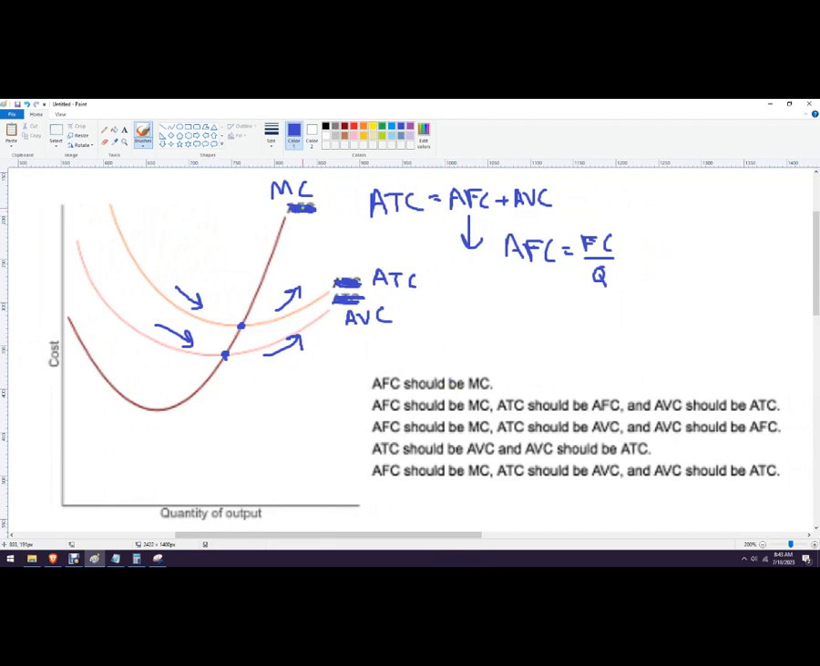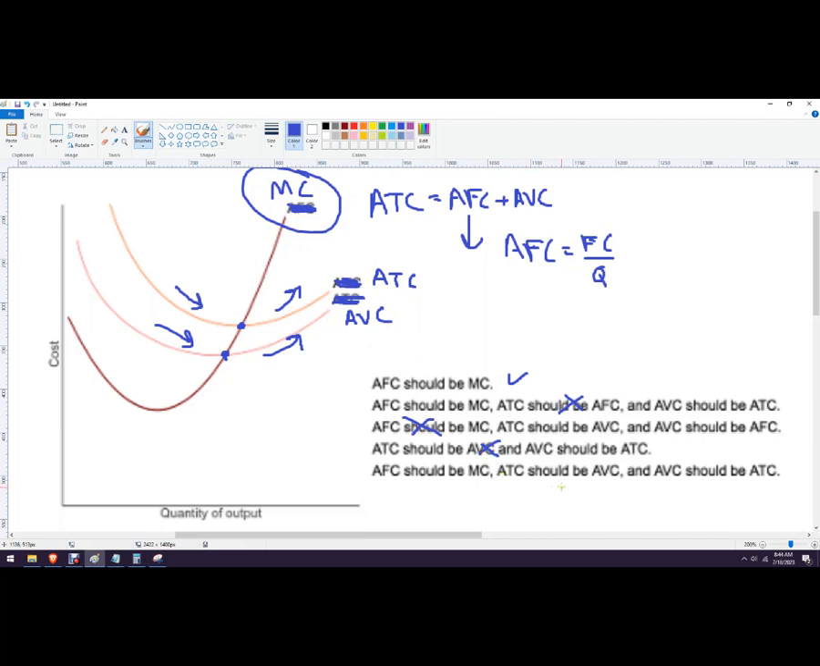So let's see which of these answers might work here. AFC should be MC. Yes, that was true. AFC should be MC, ATC should be AFC. No. ATC and AVC; AFC isn't even on this graph. ATC should be AFC or AVC. This is average variable cost, and then average variable cost should be average total cost. So it's just flipping these two around. It ignores this part, so that's not it either.